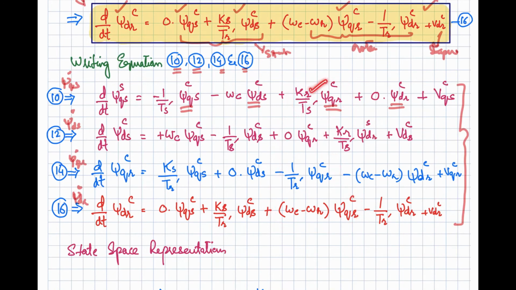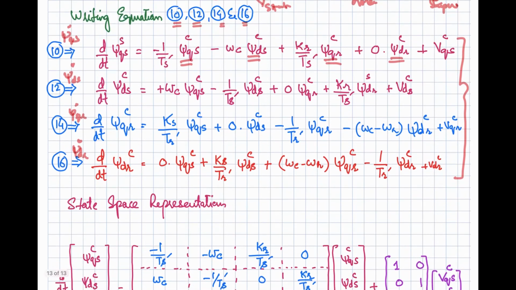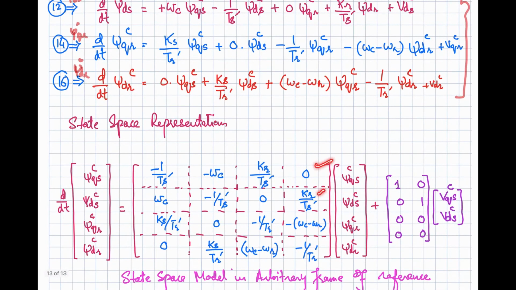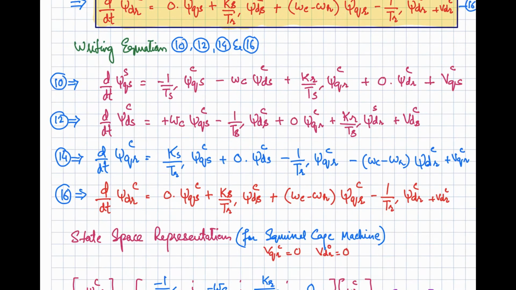right? So Kr by Ts prime, 0, minus 1 by Tr prime, and (omega c minus omega r). So taking over here in this equation, in this matrix, and similarly the last term, phi dr terms, those are basically these ones, right? So writing them over here, 0, Kr by Ts prime and so on, and then the input matrix. So we have two inputs, vqs and vds. For squirrel cage induction machine, vqs and the vds, these two will be the inputs, stator side.